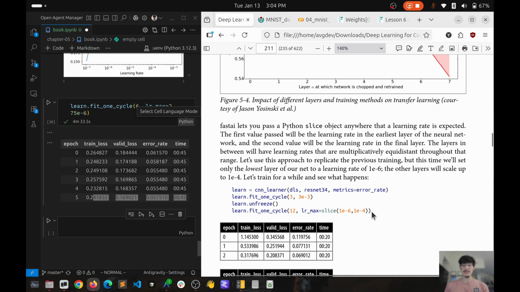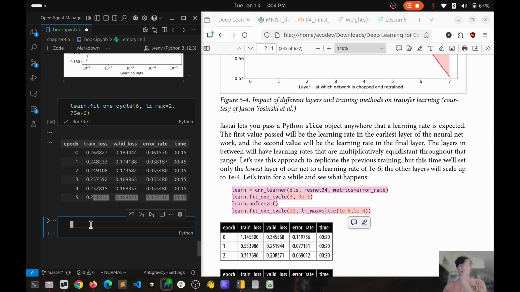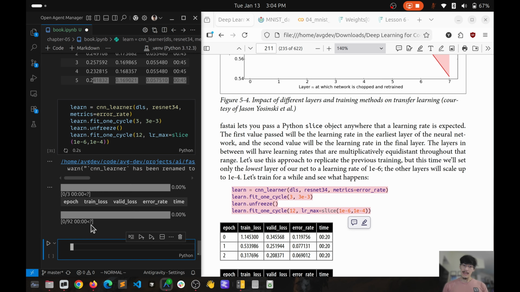Okay, so we're going to restart the training from the beginning, and this time we're going to use a slice object, and it's going to interpolate the learning rate values. So it's going to slice them up and then apply a specific learning rate to all the other layers. So again, I'll come back to this.